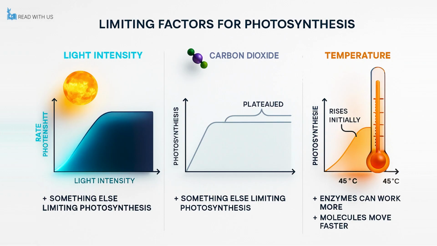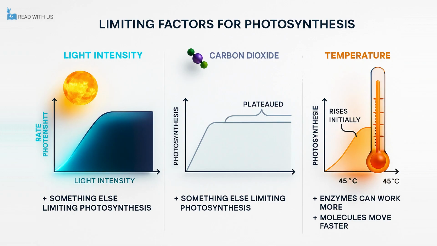When scientists or students examine these factors using graphs, they place one of these variables on the horizontal axis and the rate of photosynthesis on the vertical axis. For instance, if we plot light intensity on the horizontal axis, we will see that as light intensity increases, the rate of photosynthesis also increases. This is logical because photosynthesis depends on light energy. However, this increase only continues to a certain point. After reaching a certain level, the graph flattens out into what we call a plateau. This flattening indicates that another factor, such as carbon dioxide concentration or temperature, has now become the limiting variable.